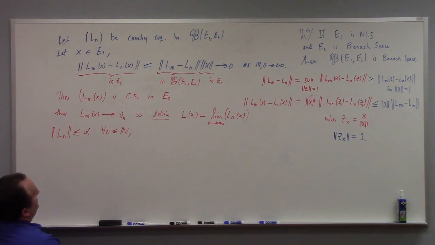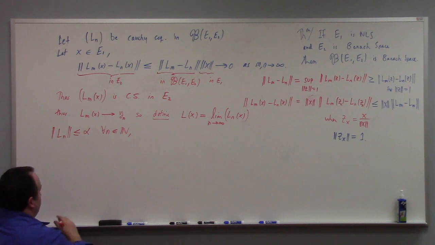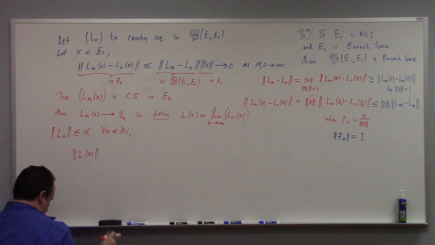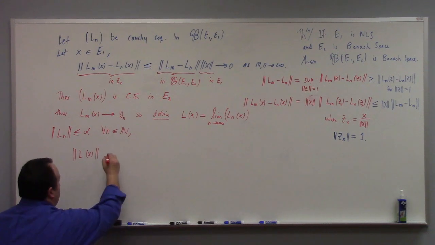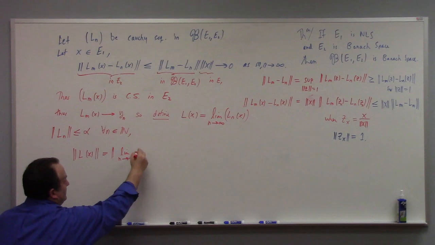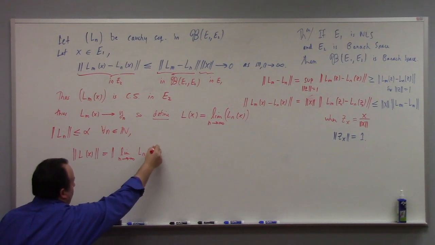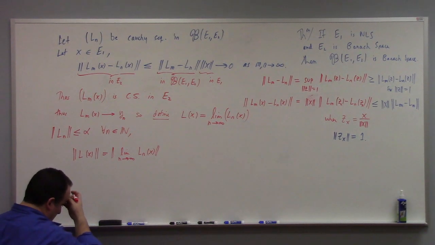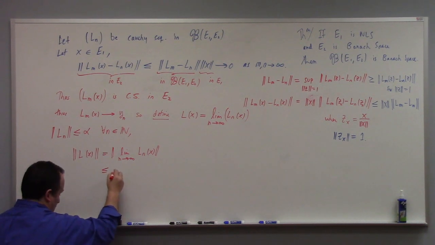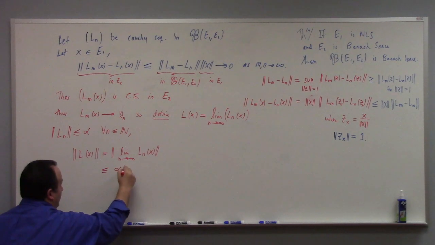So let's see here. Then what? So he's like, okay, so then let's look at the norm of Lx. That is equal to the norm of the limit as n goes to infinity of Ln of x. All right. Which he says is just less than or equal to alpha times the norm of x.